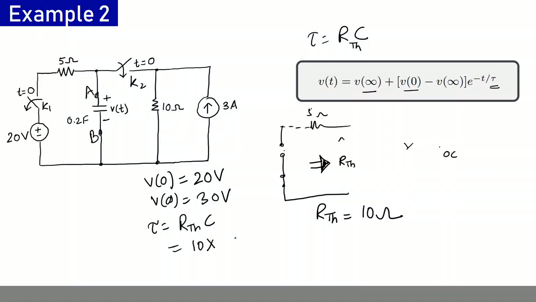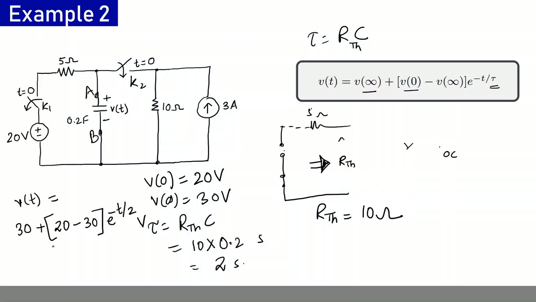So that is 10 multiplied with 0.2. This will be in seconds. So this will be 2 seconds. So the final expression for the voltage across this capacitor as a function of time will be Vt is equal to V infinity, that is 30 volts, plus V at 0, that is 20 volts, minus V at infinity, that is again 30 volts, into e power minus t by tau, and tau came out to be 2.